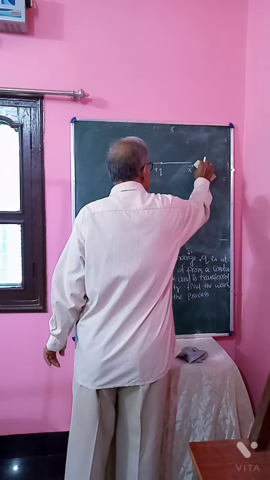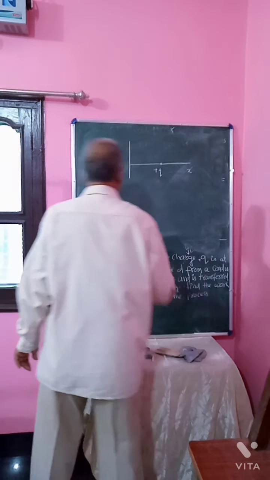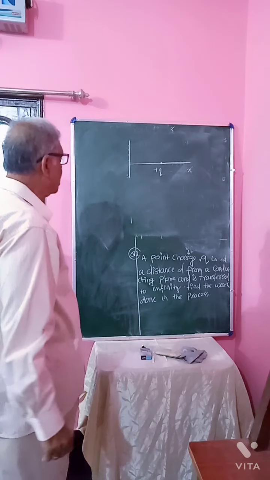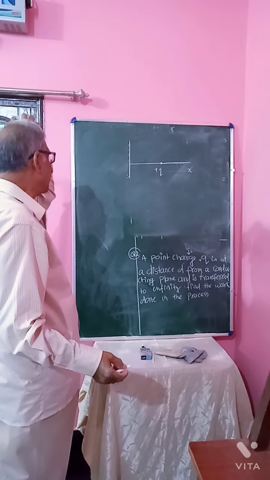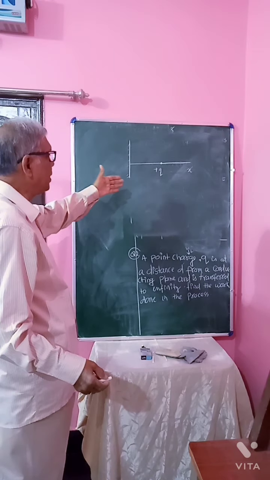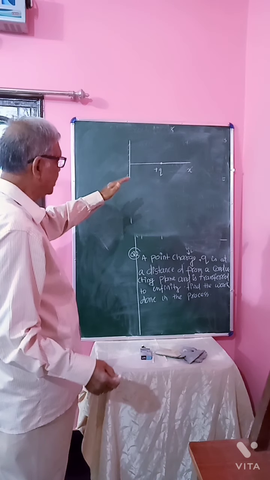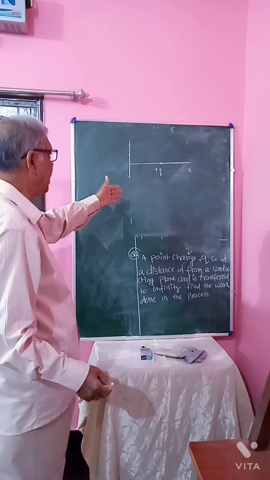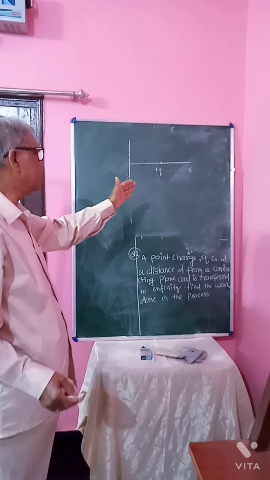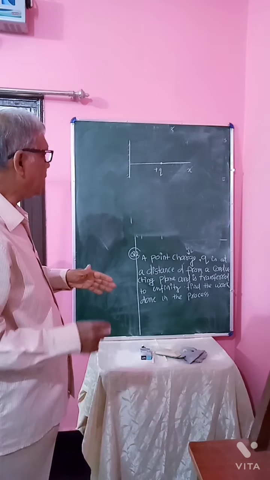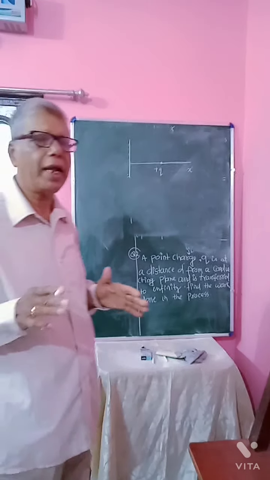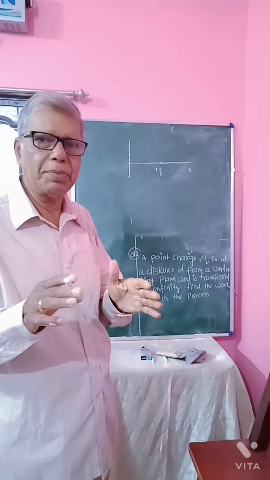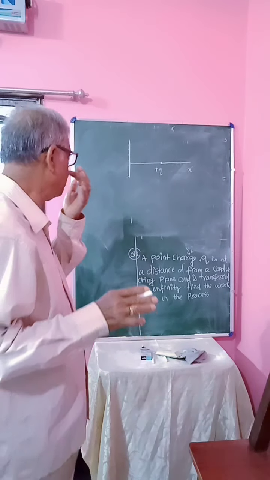Now, this is a conducting plane. We know that in case of a conducting plane and a charge, there is a force of attraction existing between the conducting plate and the charge. And how to find out an expression for that, and how to find out the amount of work done in the process by transferring the charge to infinity.